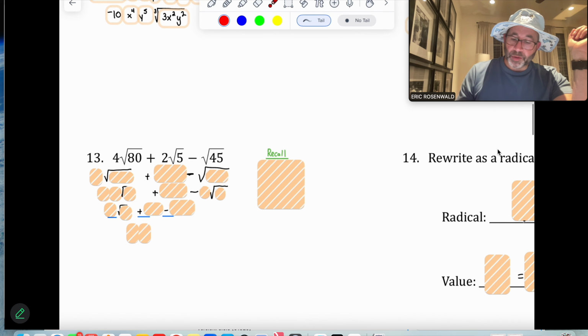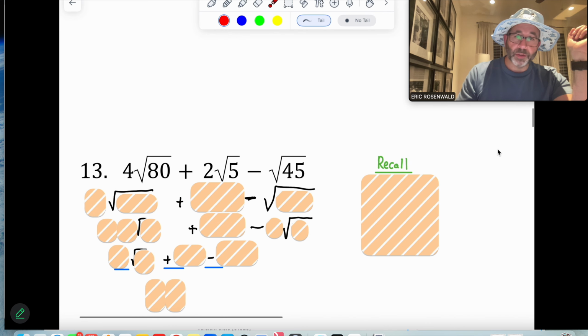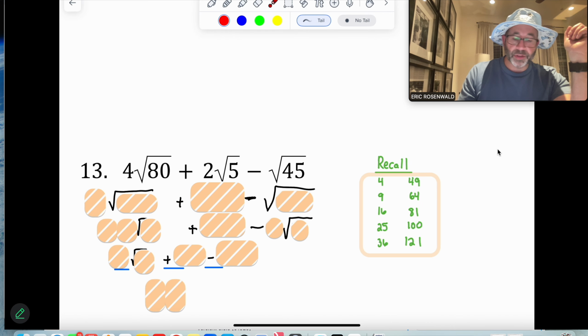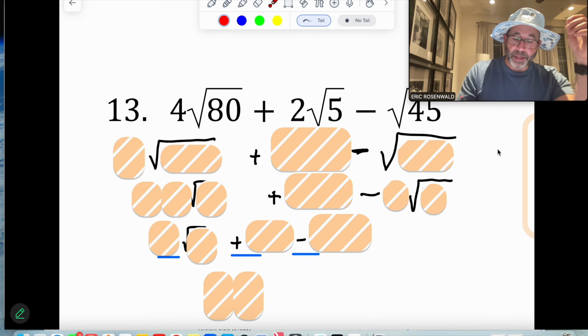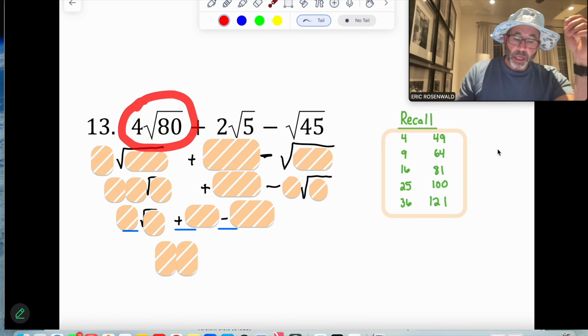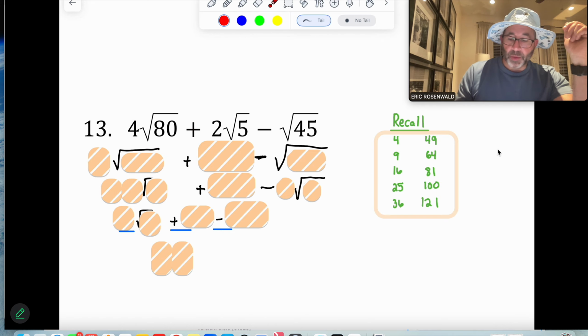All right, take a look at number 13. So what we're trying to do is simplify this, recall the values, because we're dealing with square roots here, not cube roots. Okay, one problem at a time. Let's deal with this first here. Ready? Okay, so 4 root 80. We're not going to change the 4 yet, but let's look at the 80.